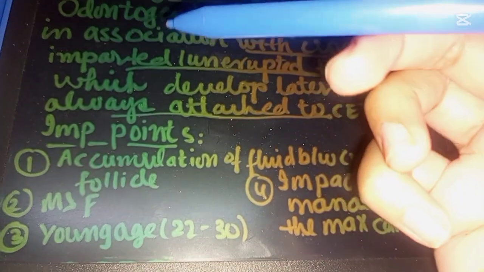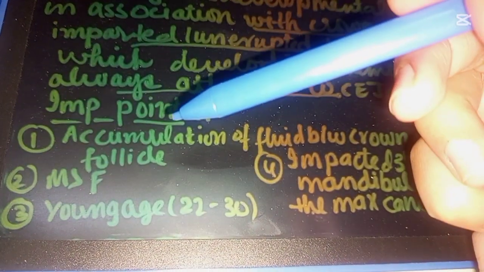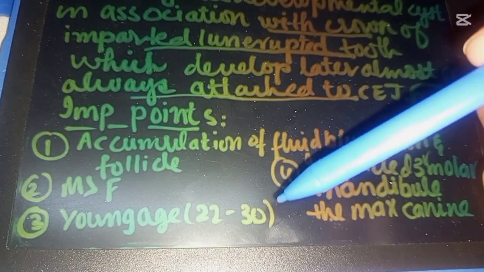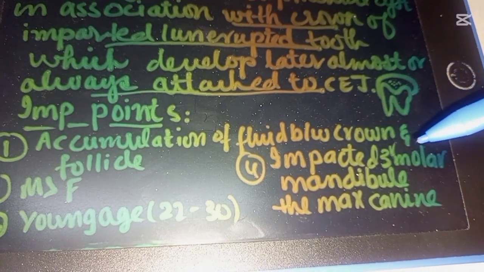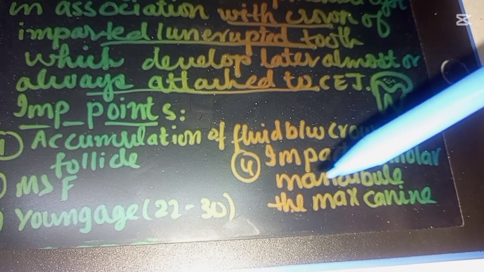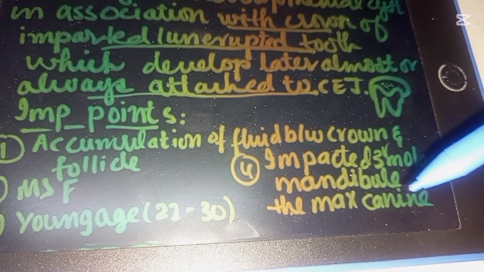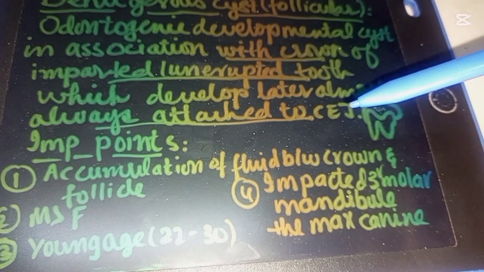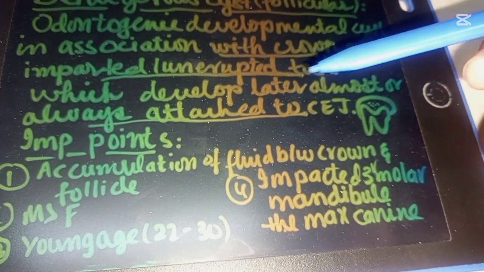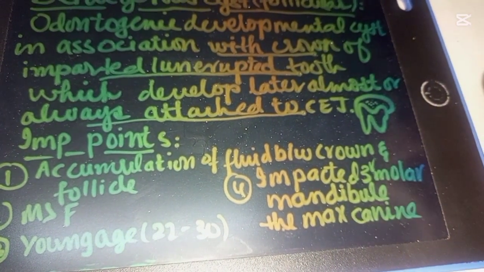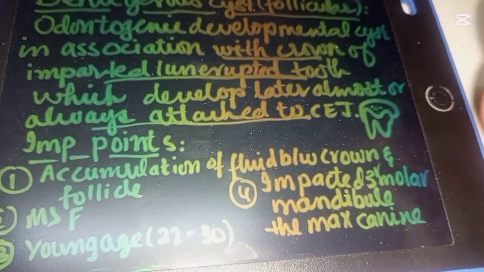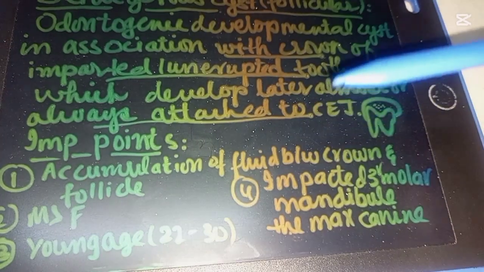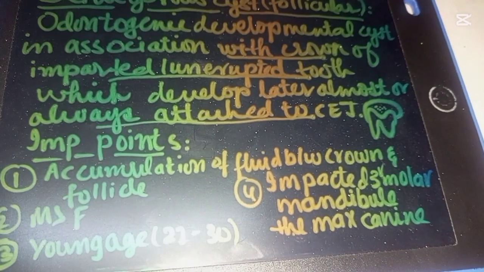Okay, then three important clinical features, you can say. It is more common in males, at a young age of 22 to 30 years, and with impacted mandibular third molars. Then it is common in the maxillary canine. So it is very important that you remember, it is an odontogenic developmental cyst associated with the crown of the unerupted or impacted tooth which develops later, almost always attached to the cemento-enamel junction. Important points: more common in males, young age, and impacted third molar.